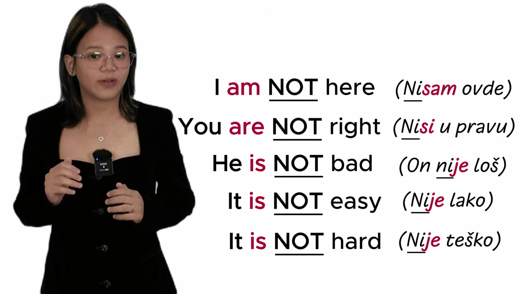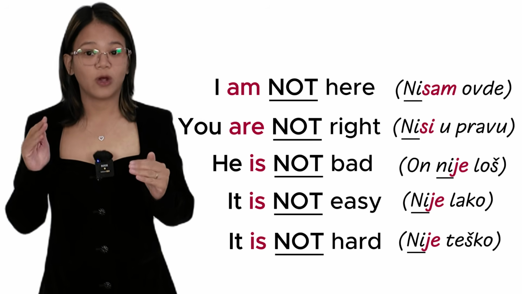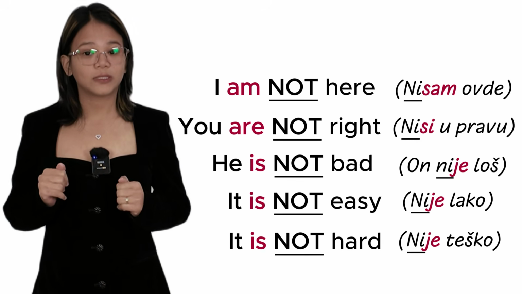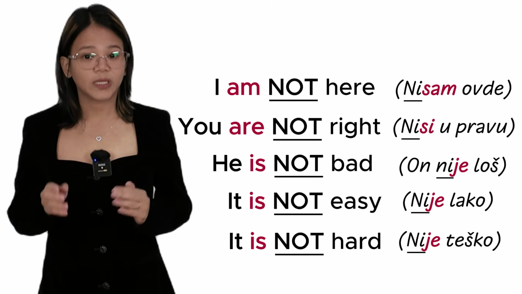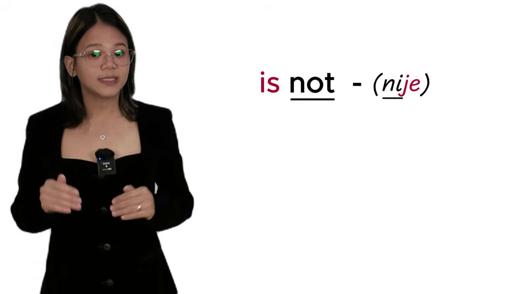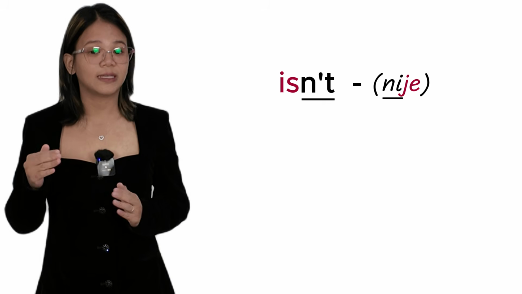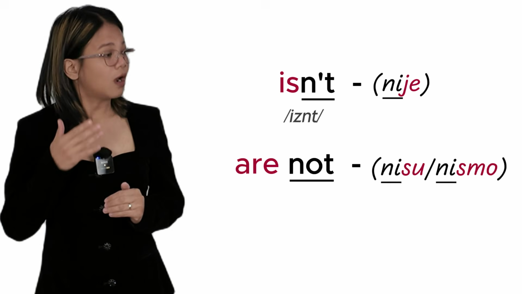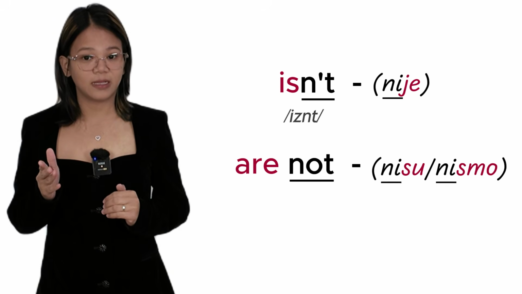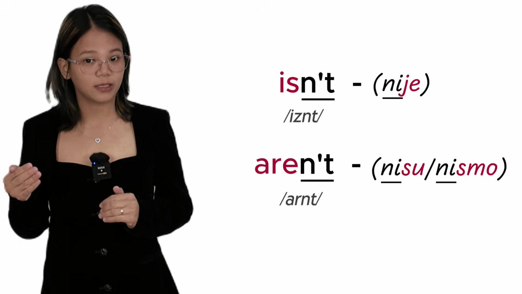Sada nešto veoma važno. U svakodnevnom govoru ljudi skraćuju ove oblike. Ovo se zove kontrakcije. I veoma je važno da znate ova skraćenja. Is not postaje isn't, izgovara se isn't. Are not postaje aren't, izgovara se aren't.